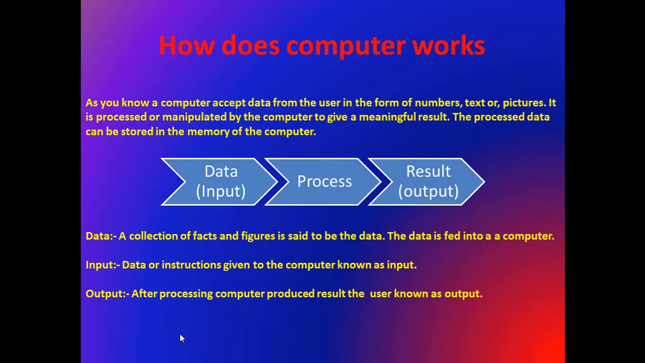Data. A collection of facts and figures is said to be data. The data is fed into a computer. Input. Data or instructions given to the computer are known as input. Output. After processing, the computer produces results for the user, known as output. So here is only the same thing. First we have to give instructions to the computer, that is known as input. After that the computer processes it. After completing the processing, the computer produces output.